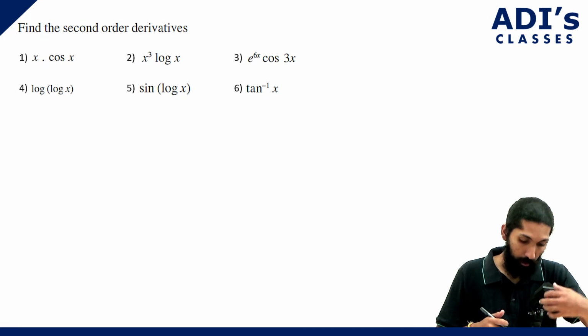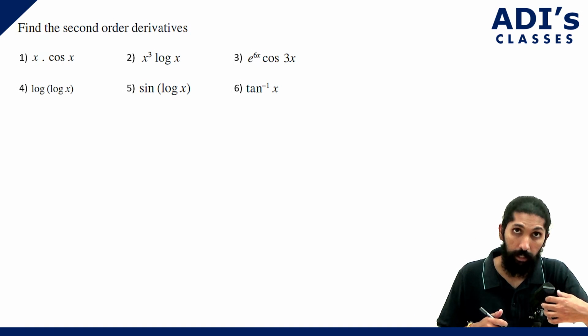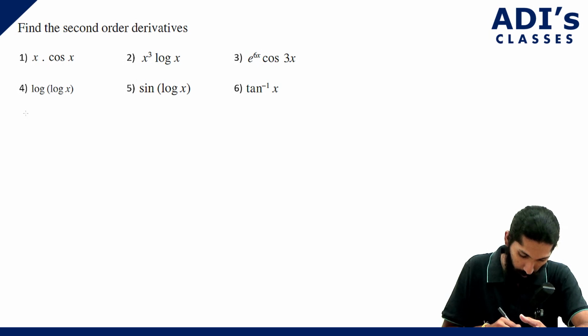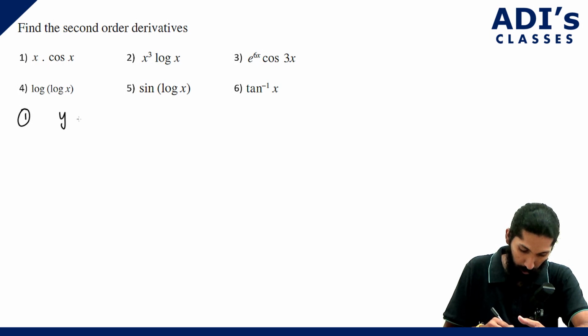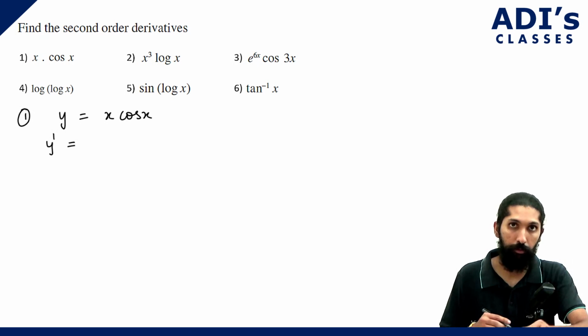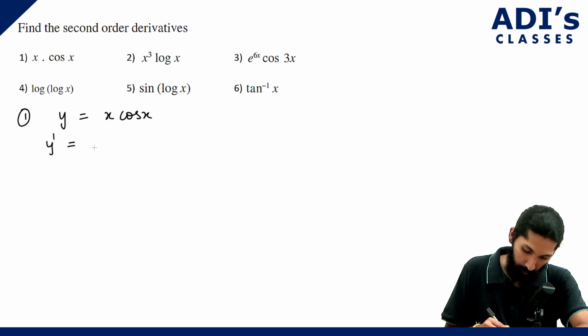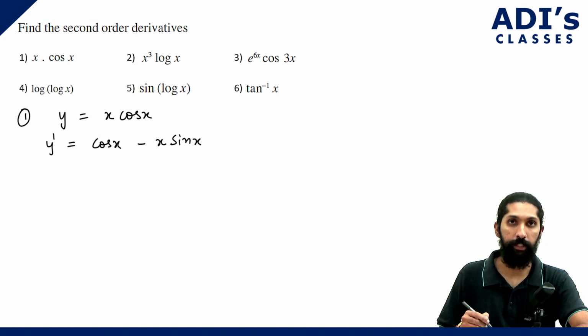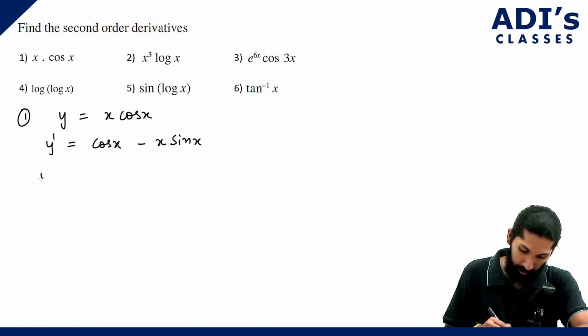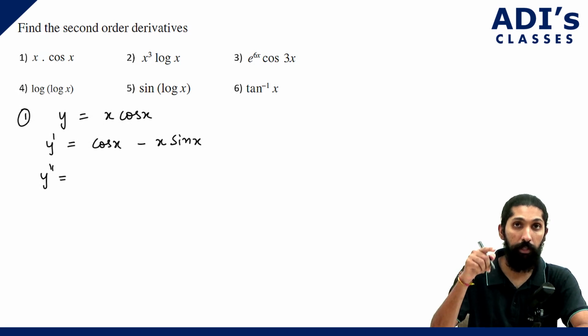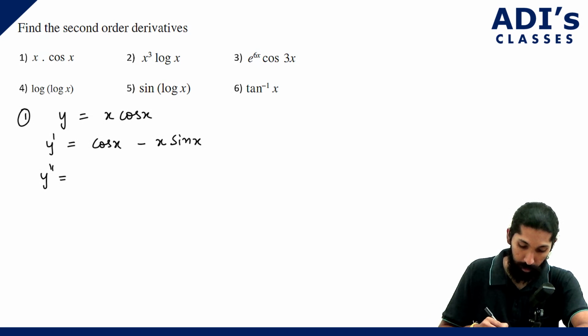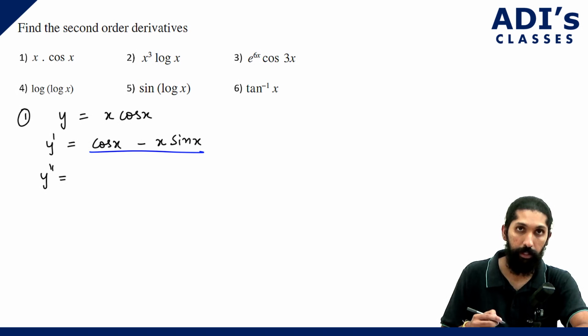All right. See the first one, x cos x, right? So here, let y is equal to x cos x. Now y dash. Remember, use the product rule. So this is going to become cos x minus x sin x. Correct? Now y double dash, that means you are going to differentiate this function, right?